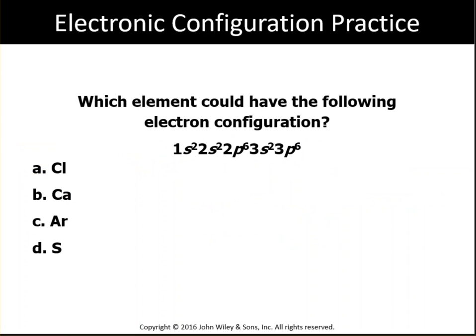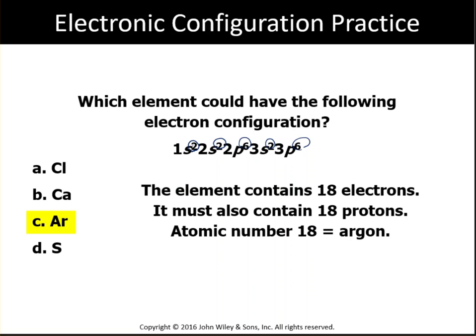Let's do another example. Which element could have the following electron configuration? So in order to see what element, and it says element meaning that it's neutral, so we gotta count the number of electrons here. So we have 2, so 2, 2, 6, 2, and 6. A total of 18 electrons. And if you look at the periodic table, argon has 18 electrons.